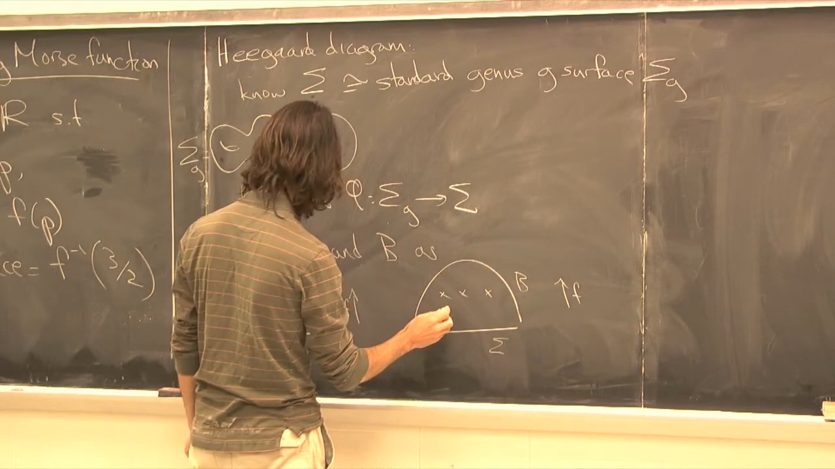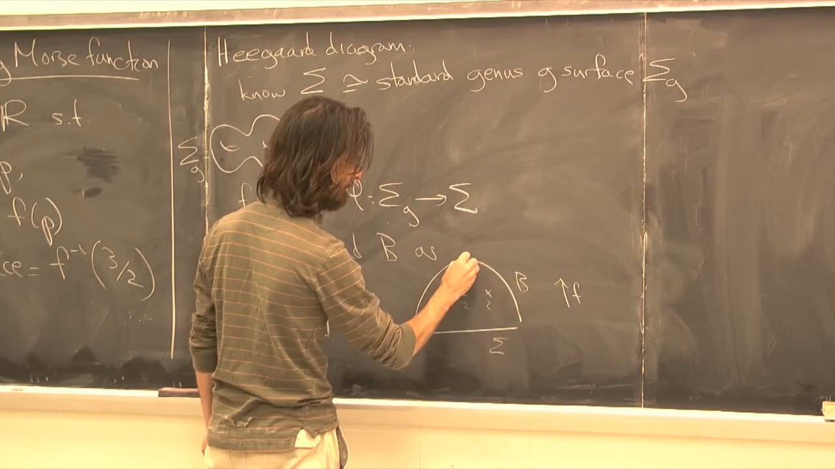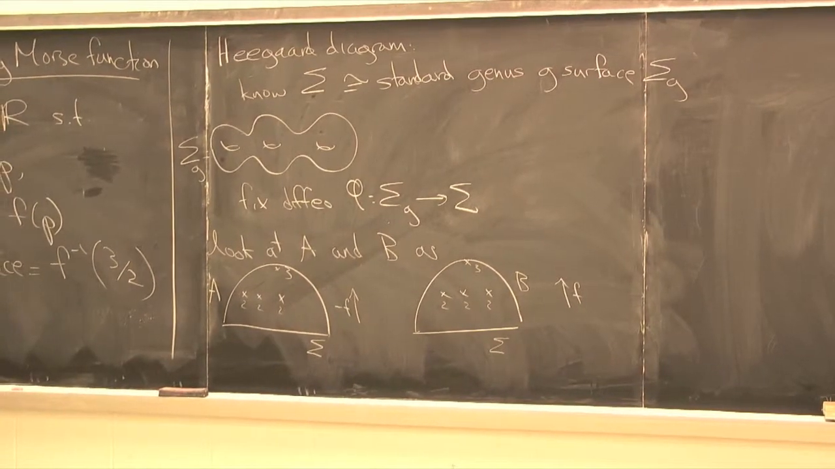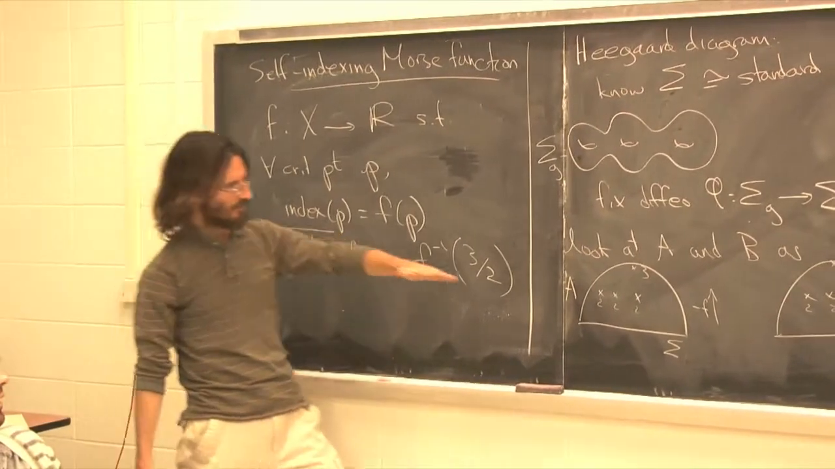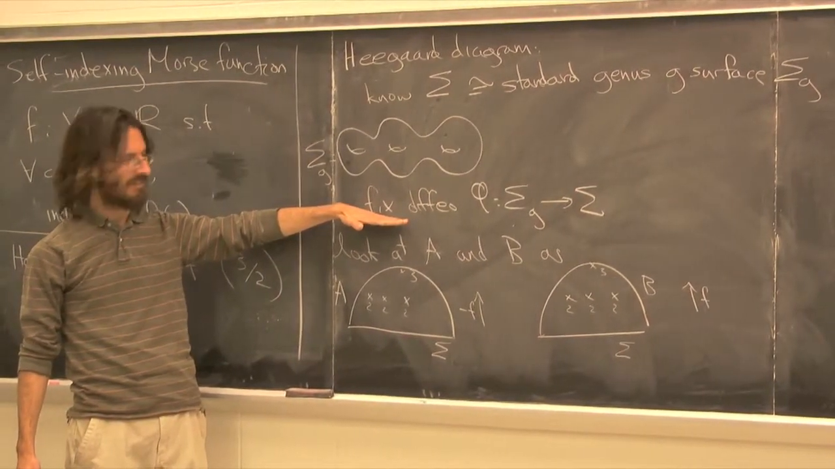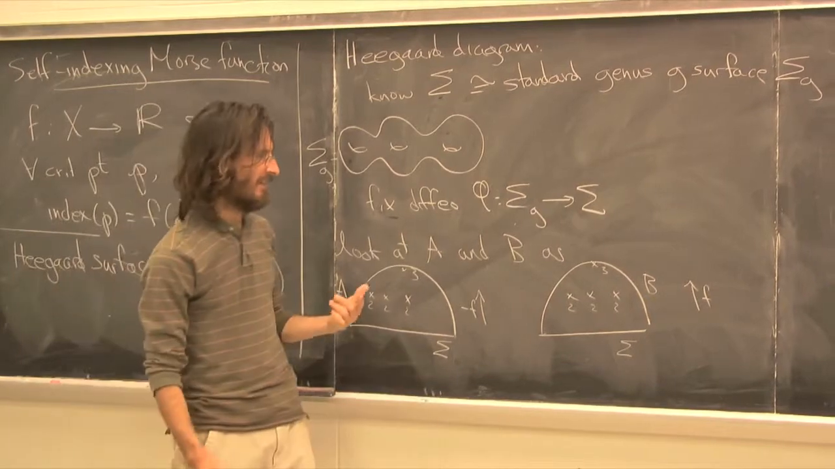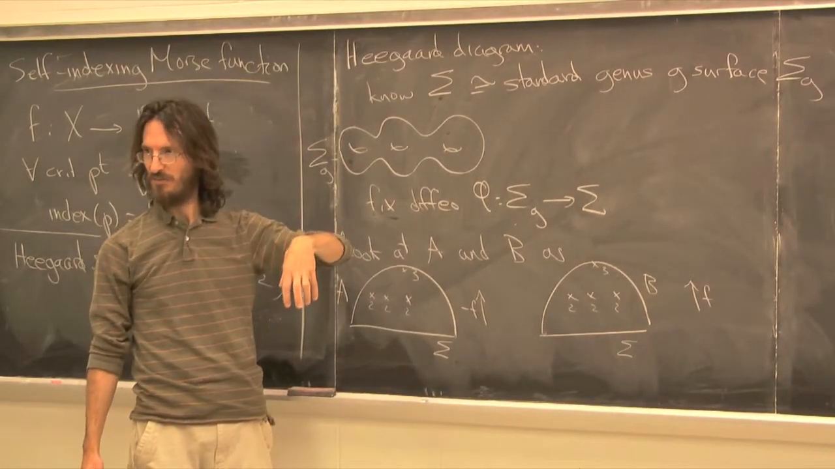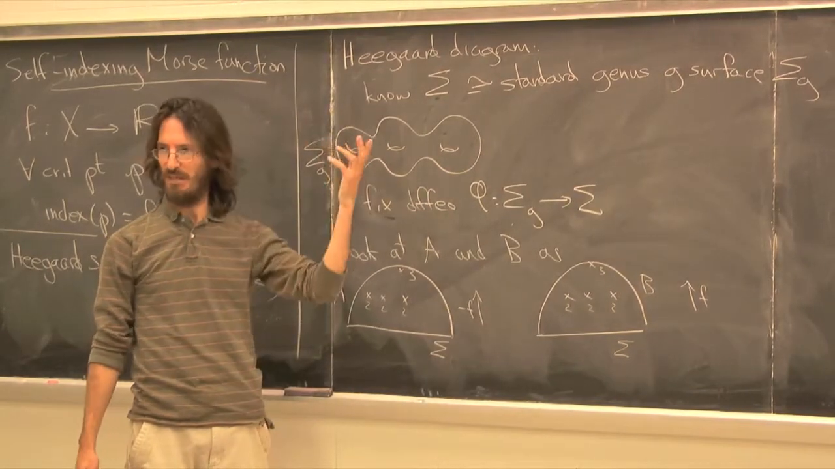It has a bunch of index 2 critical points and a single index 3. Okay, so I look at A and B both as being cobordisms from sigma up to the empty set with these two Morse functions, right? And now that means that both A and B can be built by taking sigma and attaching a bunch of 2 handles, and then a single 3 handle.